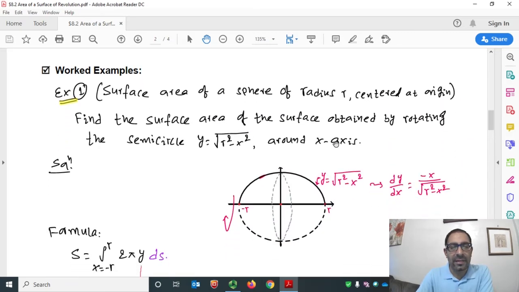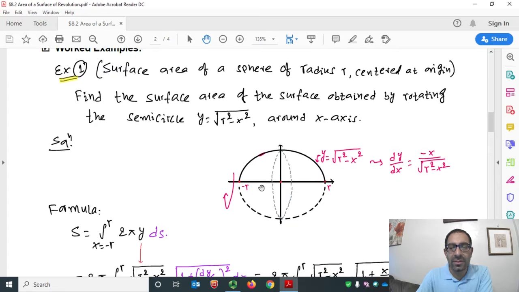First example: find the surface area of the surface obtained by rotating the semicircle given by y equals the square root of r squared minus x squared around the x-axis. On this equation, if you square both sides and simplify, this gives you x squared plus y squared equals r squared. That's a circle of radius r, centered at the origin. So let me begin the solution.